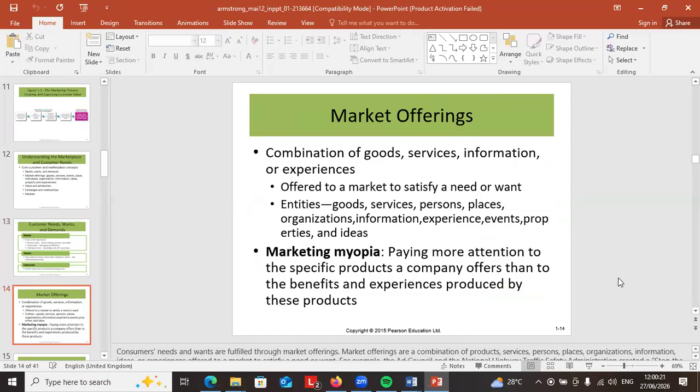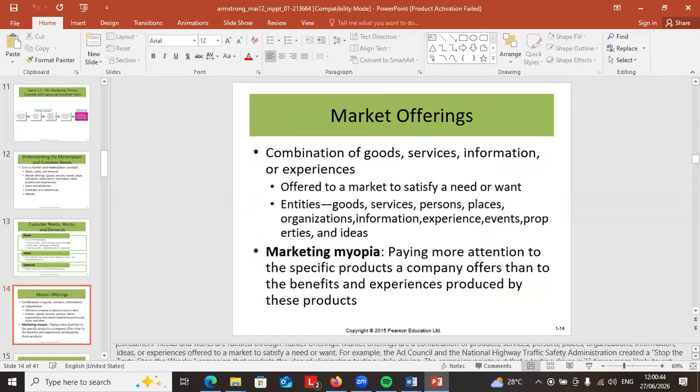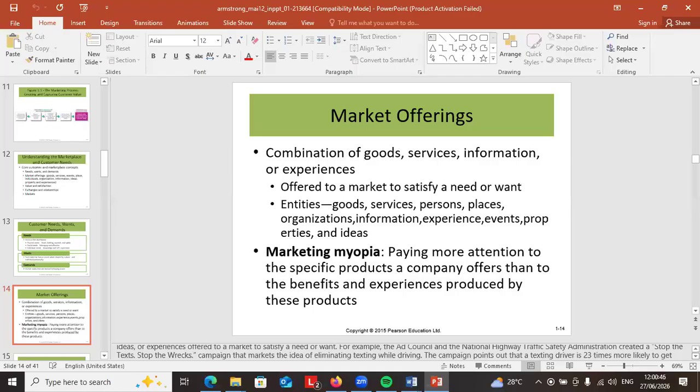What then are market offerings? Of course, consumer needs and wants are fulfilled through market offerings, as has been espoused earlier. Consequently, market offerings are a combination of products, services, persons, place, etc., as in the 10 entities that marketers are concerned with.